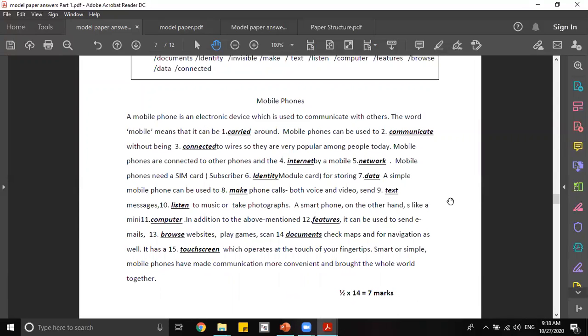A simple mobile can be used to make phone calls, both voice and video, send text messages, listen to music, or take photographs. A smartphone, on the other hand, is like a mini computer. In addition to the above mentioned features, it can be used to send emails, browse websites, play games, scan documents, check maps, and for navigation as well. It has a touch screen which operates at the touch of your fingertips. Smart or simple mobile phones have made communication more convenient and brought the whole world together.